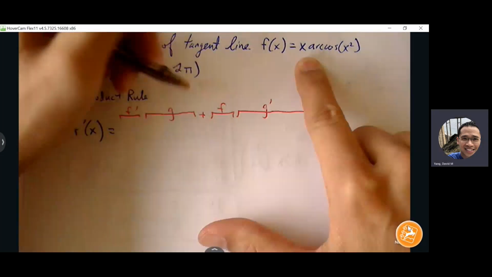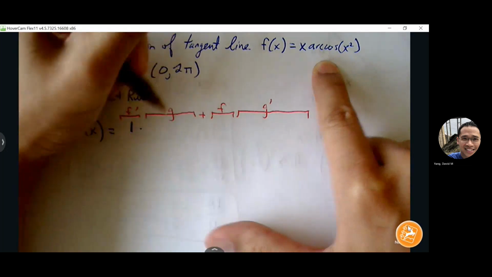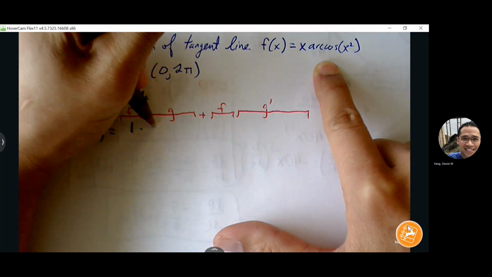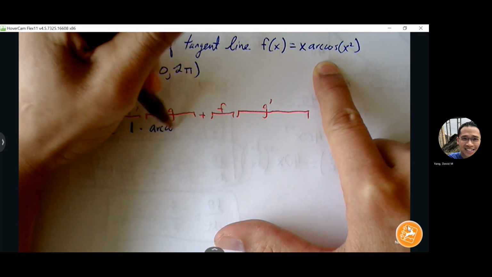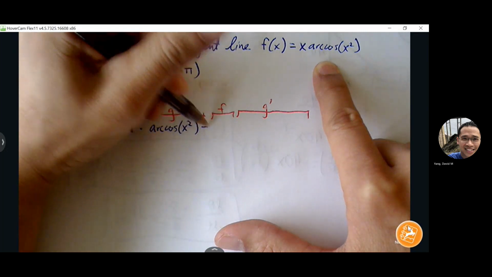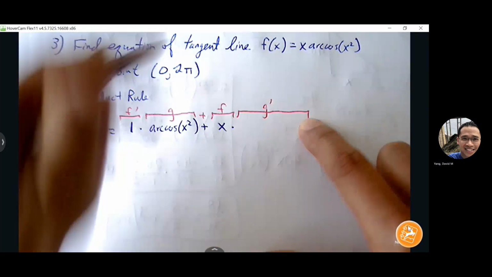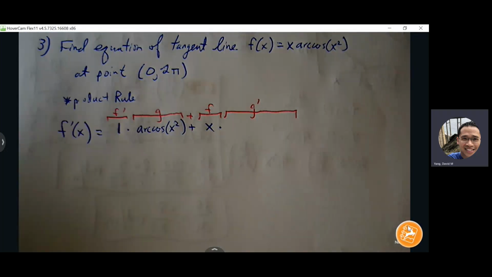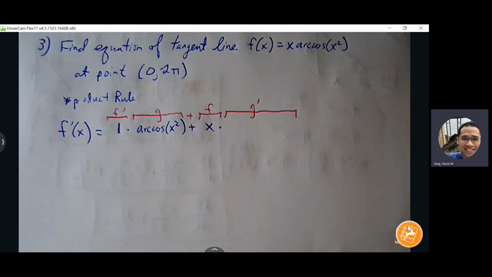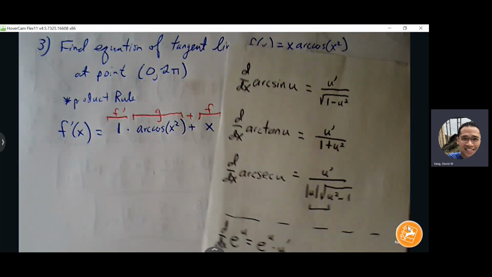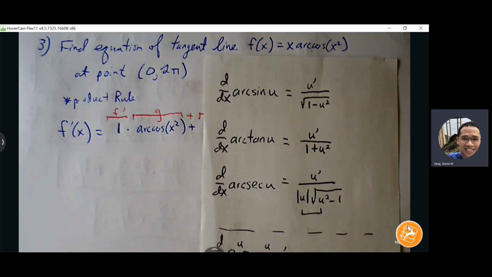Okay, f prime, x becomes 1. Arc cosine stays. Back to f. Okay, g prime is arc cosine's derivative. Remember, arc cosine is a variation of one of the 3 original ones, right? So arc cosine is the negative version of arc sine.